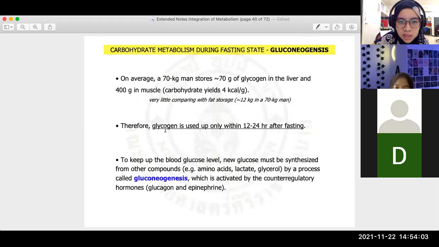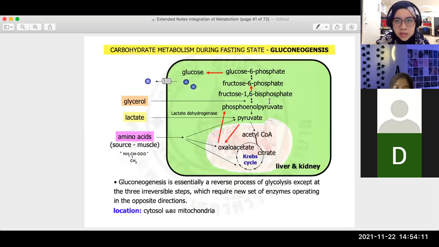Okay, because glycogen, the storage form of glucose, is easily used up. So gluconeogenesis is important to maintain the blood glucose level. It's all about maintaining or increasing back the blood glucose level. For example, glycerol, lactate, and also amino acids will be taken up into, for example, the hepatocytes or the liver cells for them to enter the glycolysis metabolism.